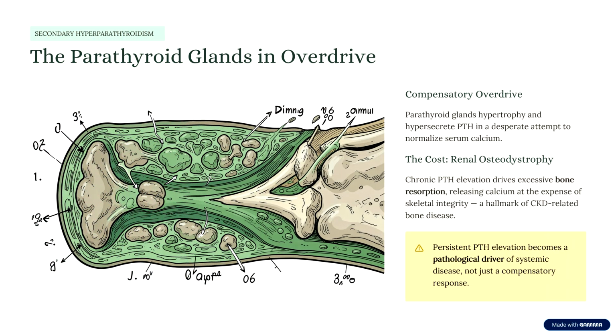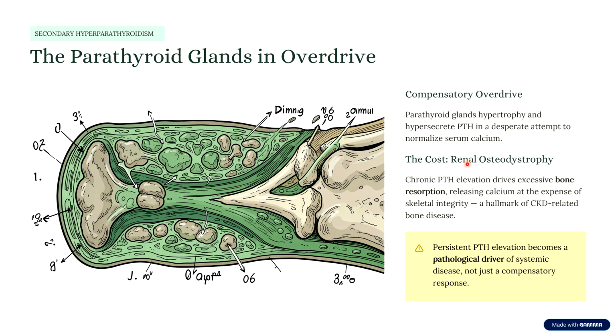The parathyroid gland is in overdrive, which is called secondary hyperparathyroidism. What is the compensatory overdrive? Parathyroid glands hypertrophy, which means increase in size, and hypersecrete PTH in a desperate attempt to normalize the serum calcium. Then when every way is blocked, the parathyroid gland is hypertrophied. It secretes more parathyroid hormone so that the calcium can be balanced.